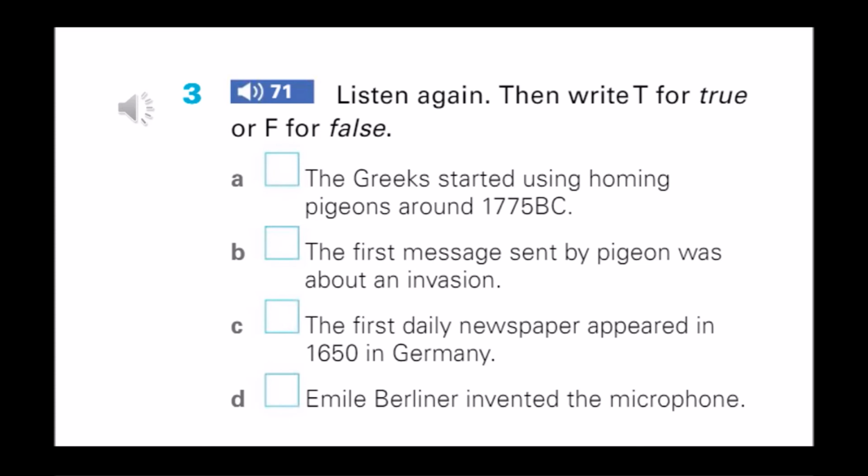Option A. The Greeks started using homing pigeons around 1775 before Christ. This is false. Option B. The first message sent by pigeon was about an invasion. This is false. Option C. The first daily newspaper appeared in 1650 in Germany. This is true. Option D. Emil Berliner invented the microphone. True.